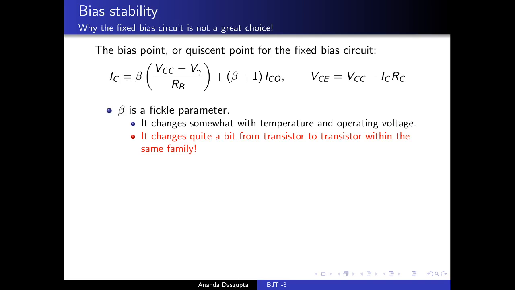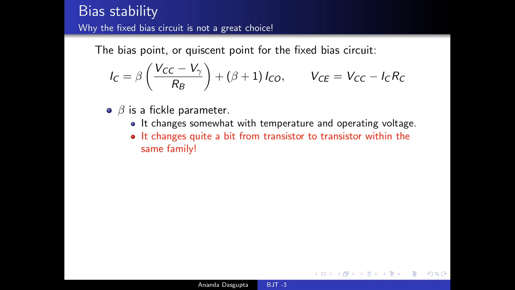When you're designing a circuit, that can be quite a problem. Even if your circuit is working fine with the particular transistor that you have chosen, it might so happen that your transistor burns out or somehow ages and goes bad, and you replace it by another transistor of the same family. It might so happen the beta for that transistor is so different from the one that you had that IC will again change quite a lot. This is why this is not a great design.